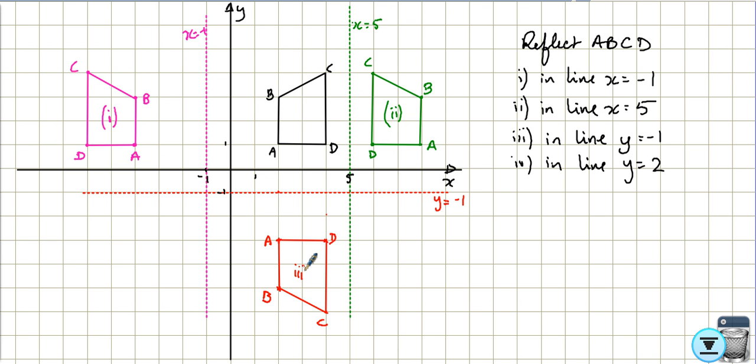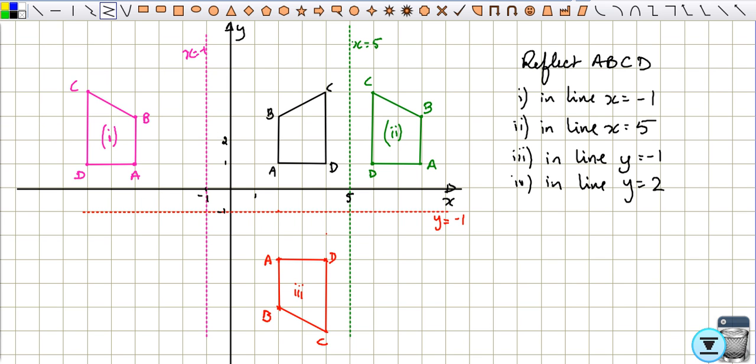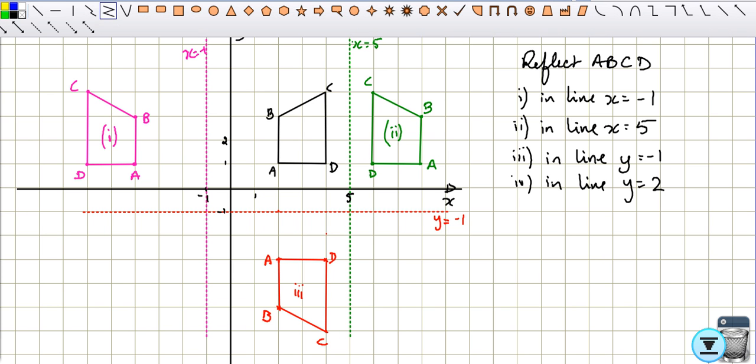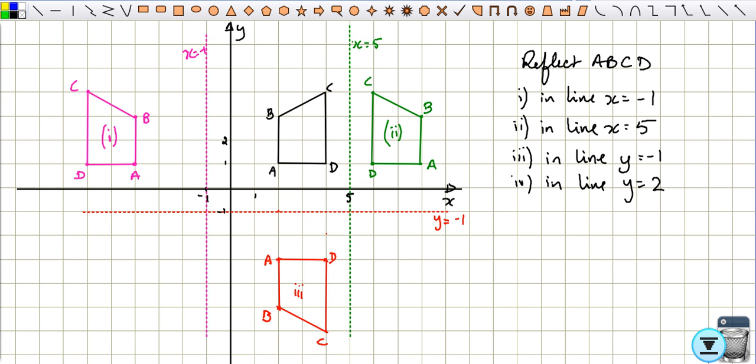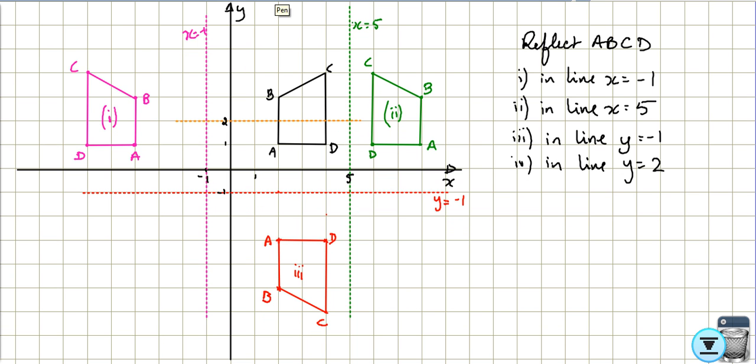Fourth and final reflection, I am going to reflect ABCD in the line y equals 2. Now this time the line y equals 2, as we can see, 2 is here on the y-axis, so this is going to be the line y equals 2. I'm going to draw that line. So this is the line y equals 2. I'm drawing it not so big so that we can see the reflection clearly. Okay, so now look what happened. The line passes through the shape. It's not a problem. Let's see what's going to happen.